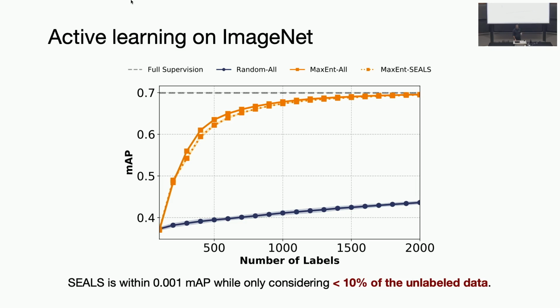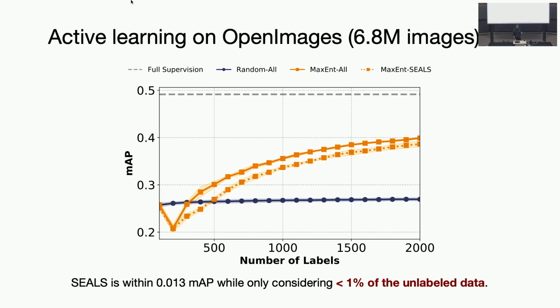So on ImageNet, looking at less than 10% of the unlabeled data, we still get to the same accuracy as if we had performed active learning over all of the data. We see similar results for even larger data sets like Open Images, where there are 6.8 million examples. And we find that we can get, again, very close to the same mean average precision while considering only 1% of the data.